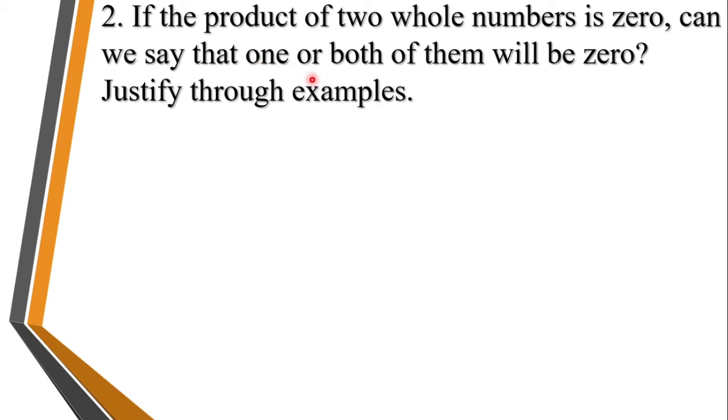Now the second question is, if the product of two whole numbers is 0, can we say that one or both of them will be 0? Justify through examples. Now here we have product, and product means multiply. So two whole numbers are getting multiplied and we are getting our answer as 0. If we want to get our answer as 0 by multiplying two whole numbers, one of them will be 0 or both of them will be 0.